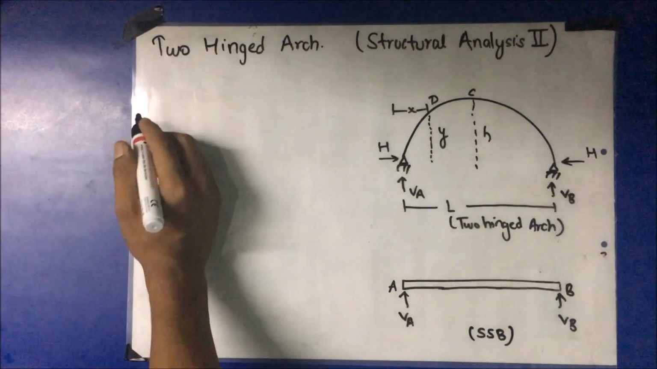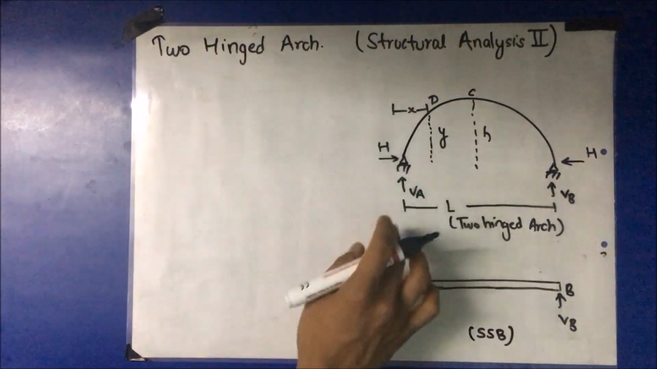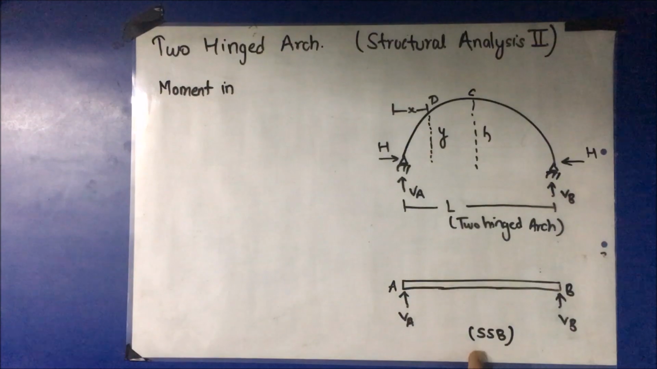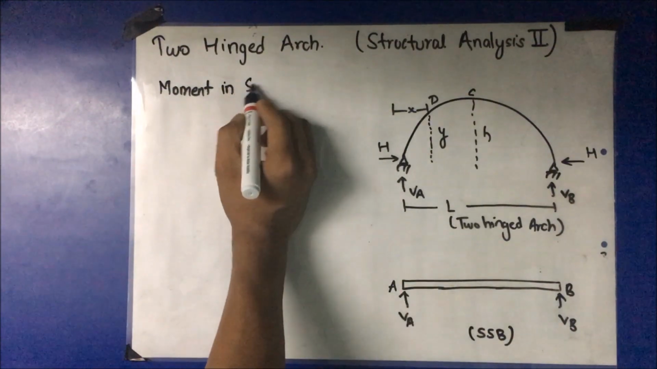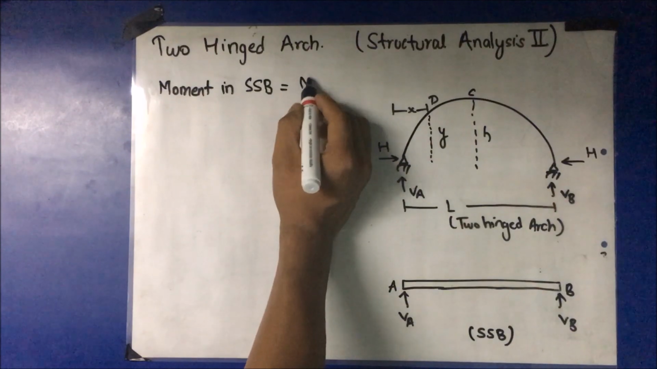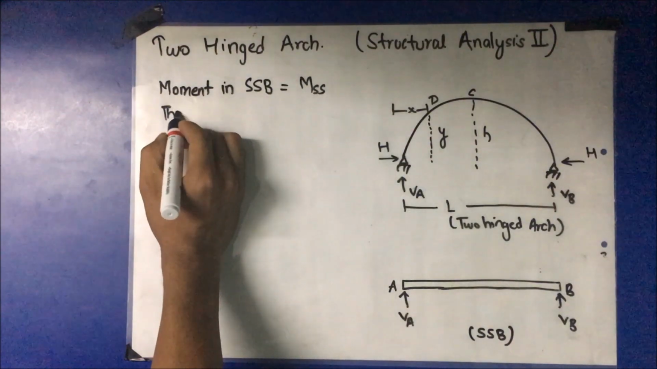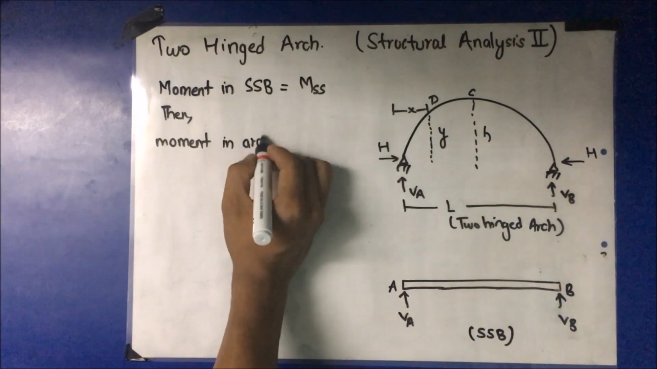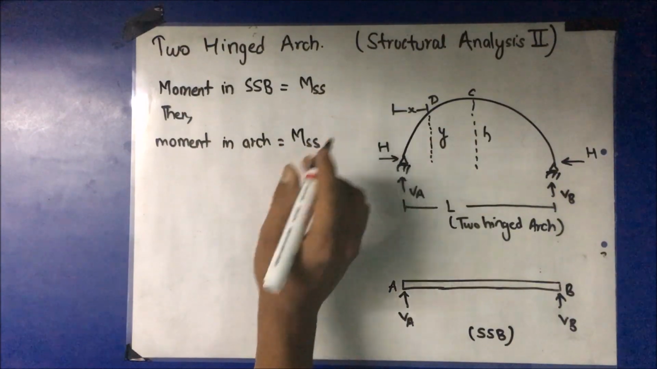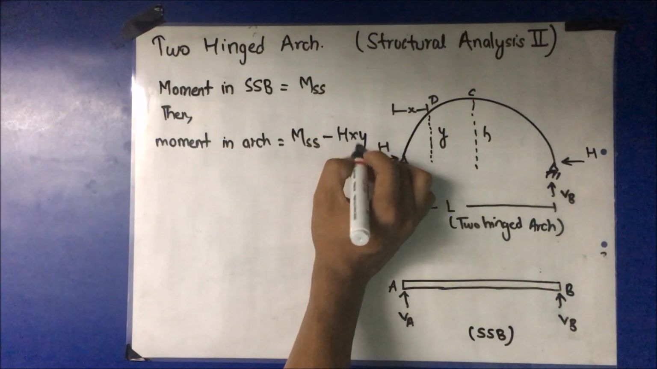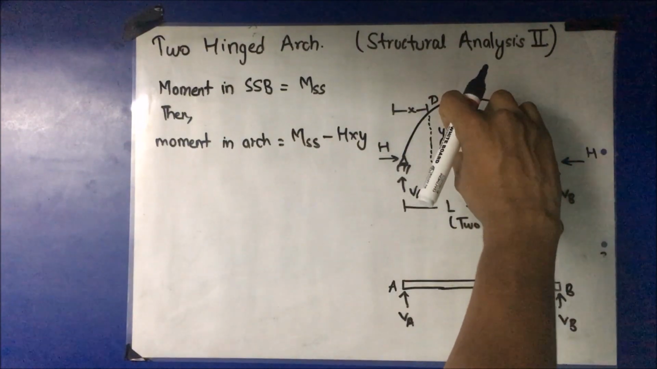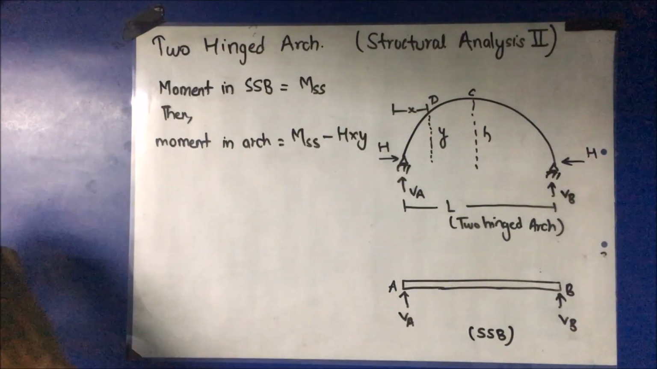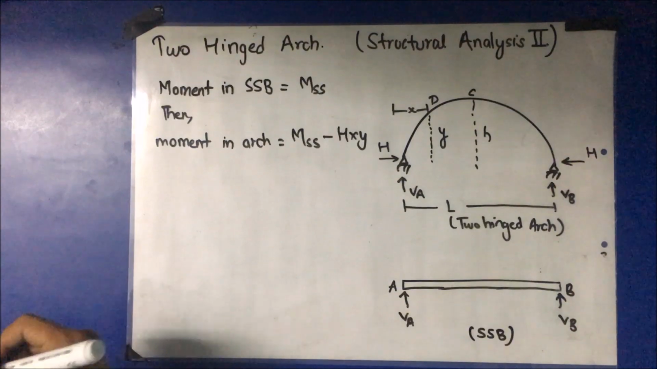Here we consider an arch equivalent to a simply supported beam. The basic concept is that moment in the arch is equal to moment in the simply supported beam (SSB) minus H into Y, that is, horizontal thrust multiplied by the vertical distance. So this is the working procedure of an arch and how it is more efficient than the simply supported beam.